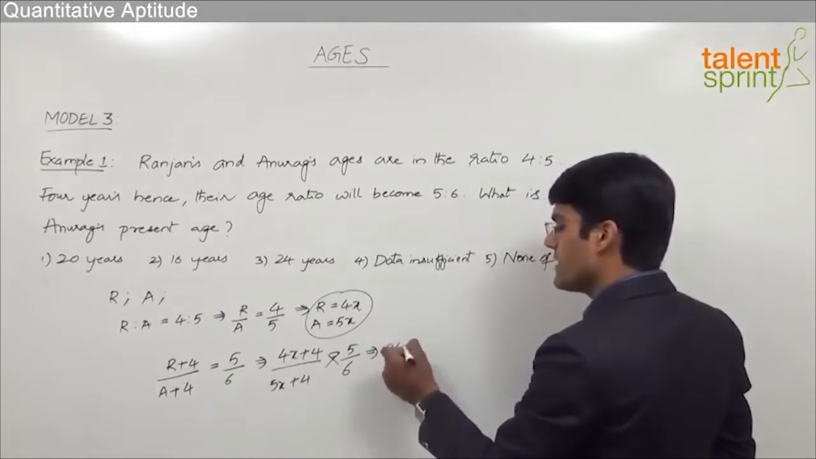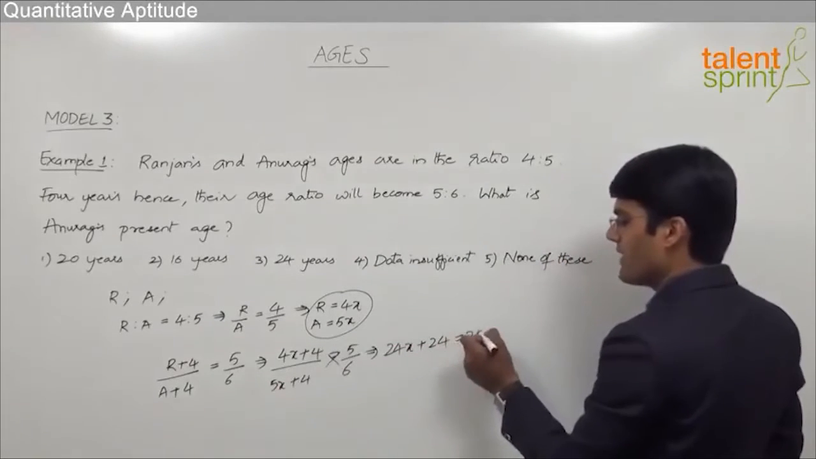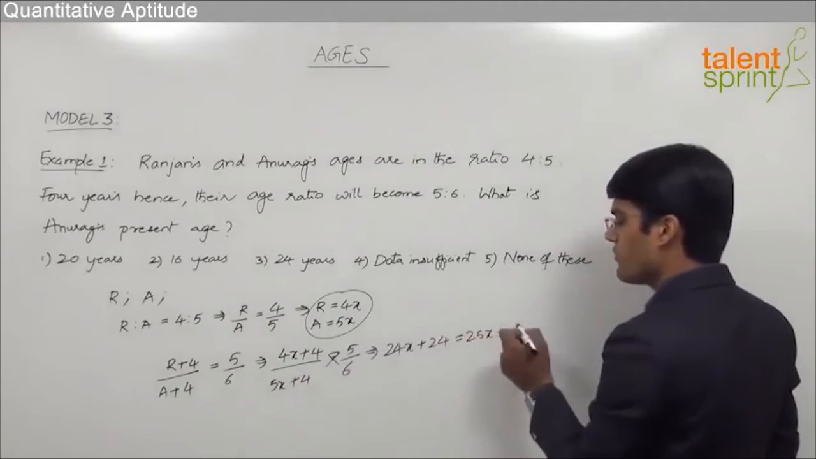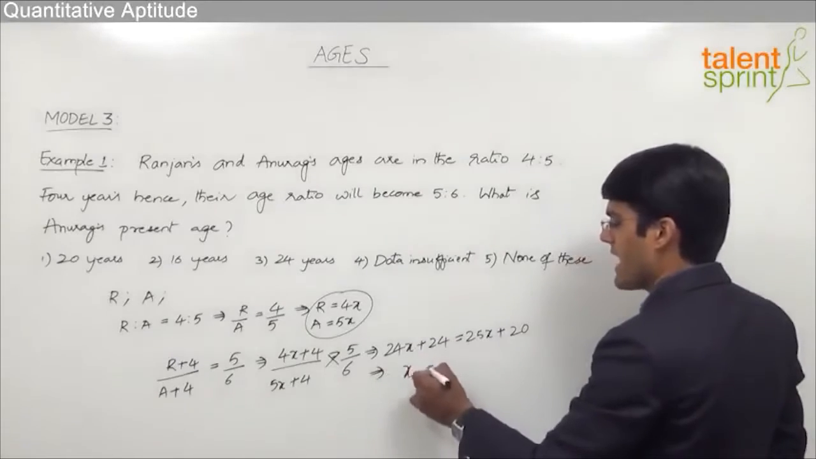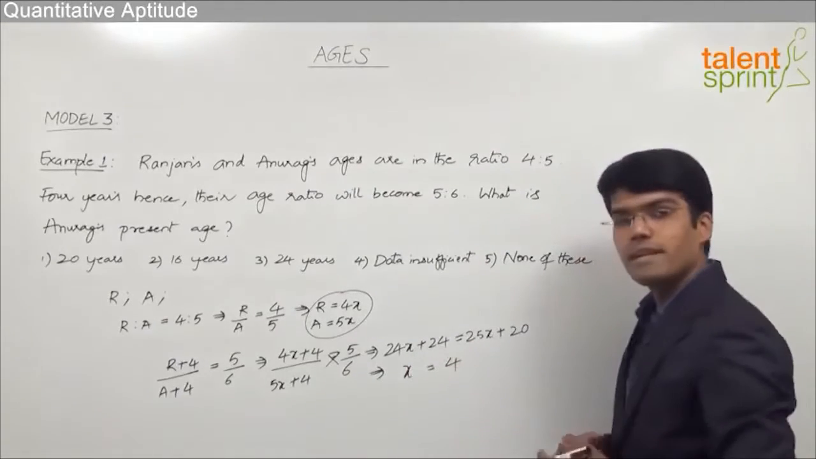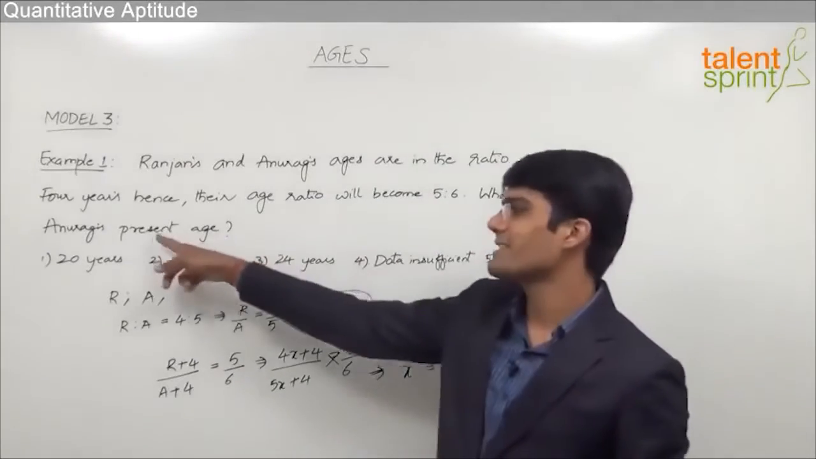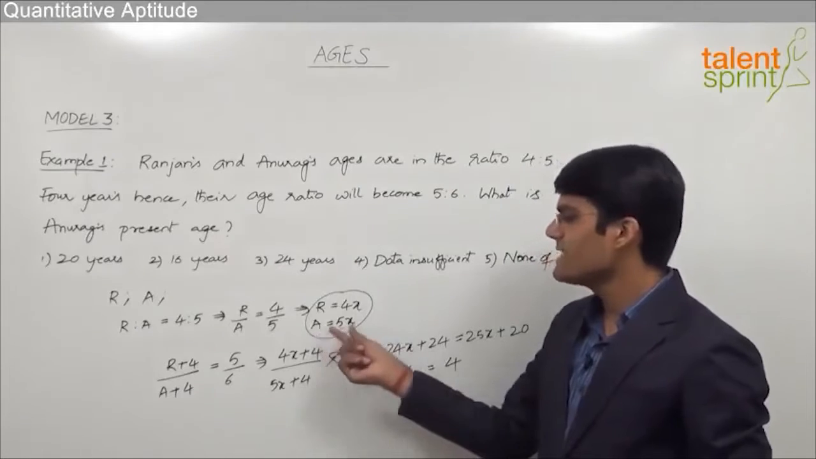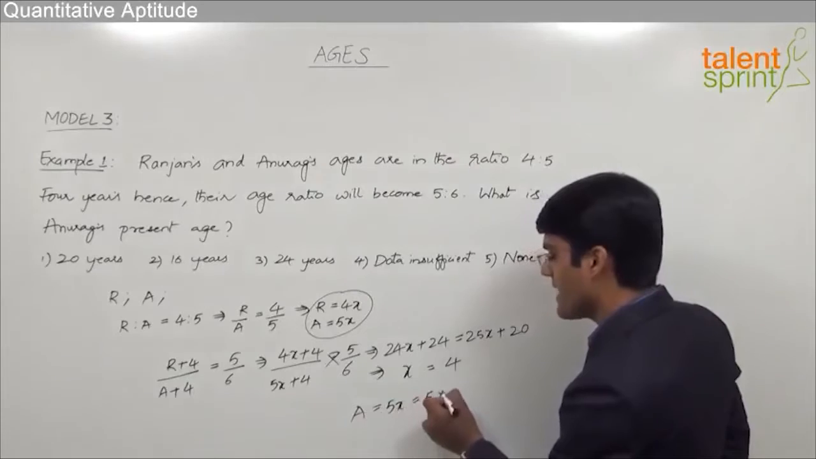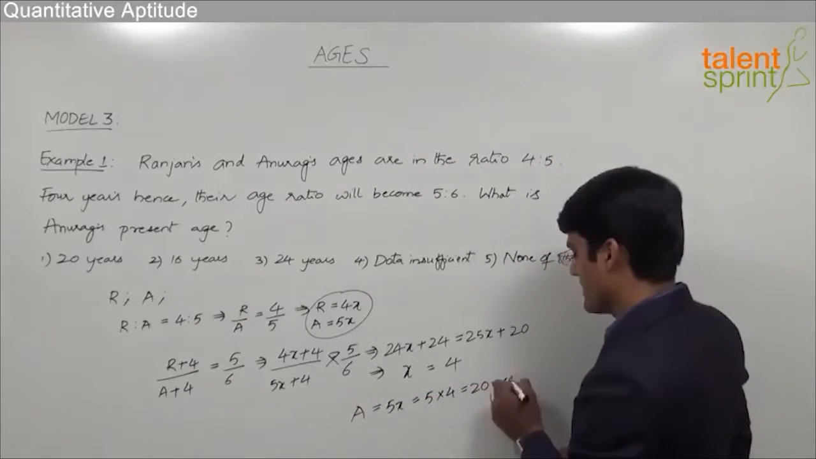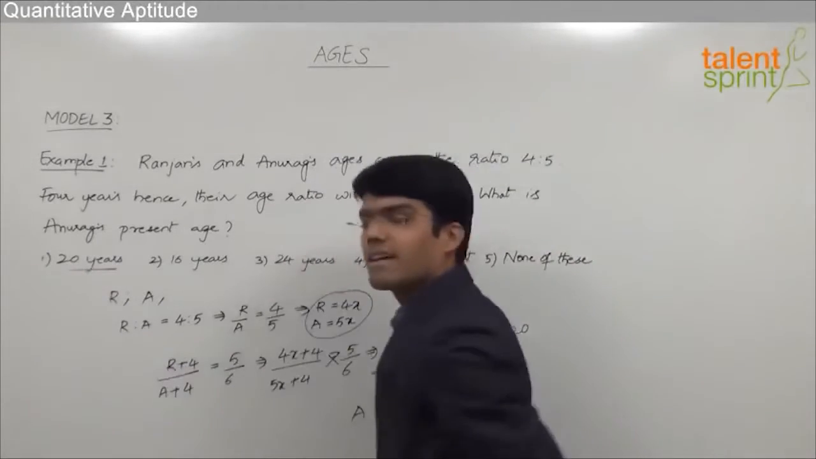Now by simplifying this with the help of cross multiplication, we get 6 into 4x, 24x, plus 6 fours, 24, is equal to 5 into 5x, 25x, plus 4 into 5, which is 20. So from this we can say 25x minus 24x, x, will be equal to 24 minus 20, which is 4. So x is equal to 4 and we have to find out Anurag's present age. We know that Anurag's present age is 5x. So Anurag's present age 5x can be taken as 5 into 4, that is 20 years. So we can say that option 1, 20 years, is the correct answer.